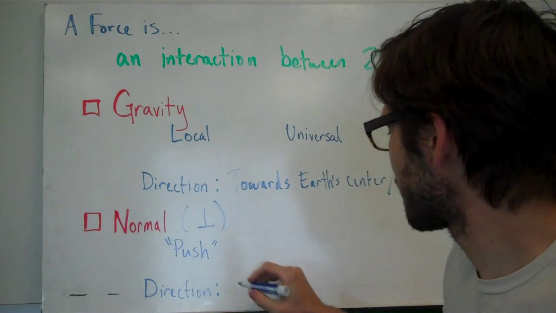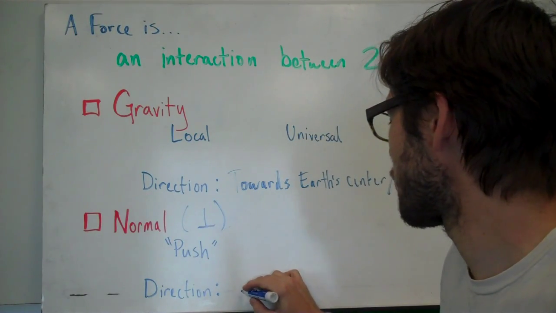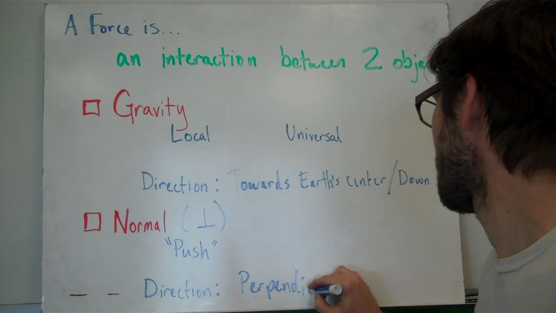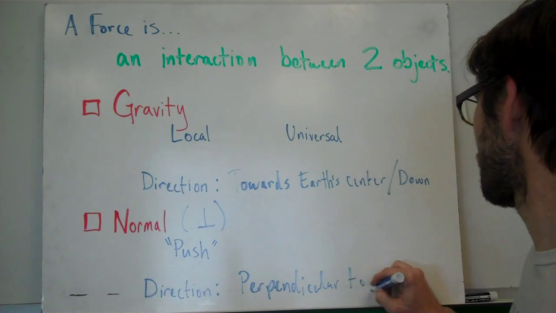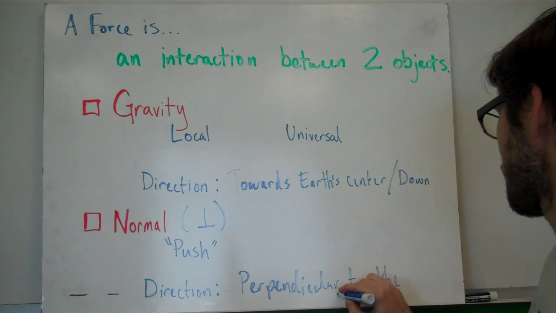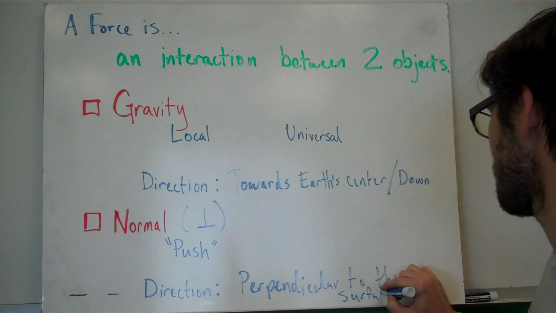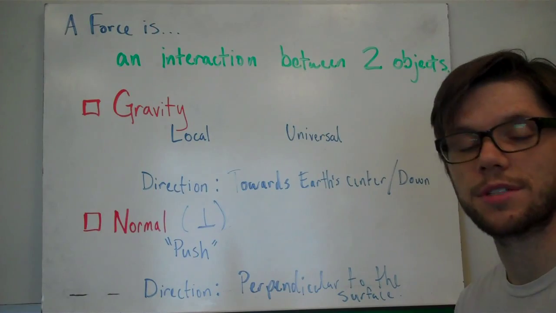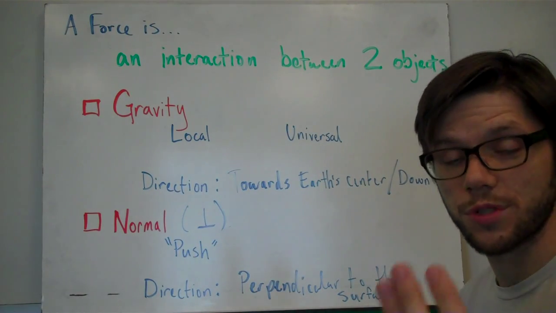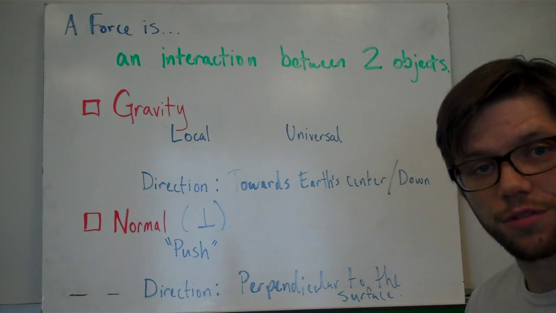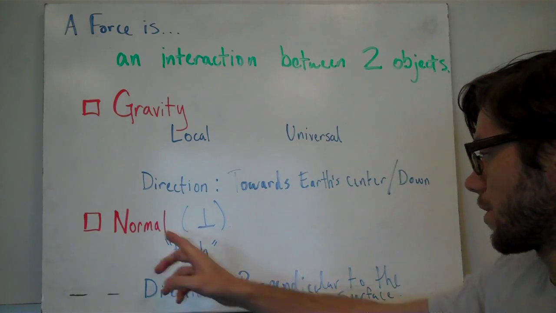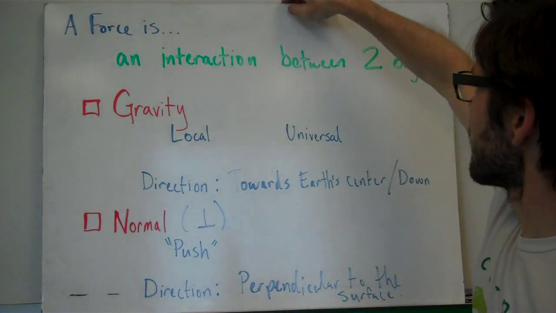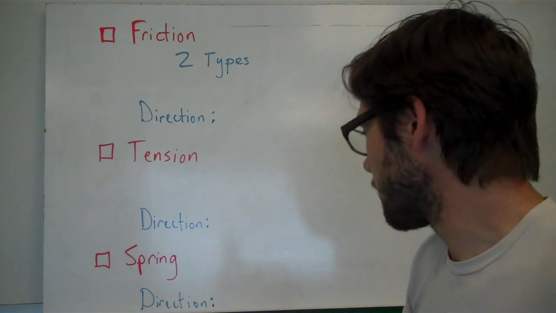And so the direction for the normal force is always perpendicular to the surface. This means that if a surface that something is sitting on is tilted, the normal force will still be perpendicular to that tilt in the surface, which is where the name normal force comes from. So you can think of normal force as the push force.